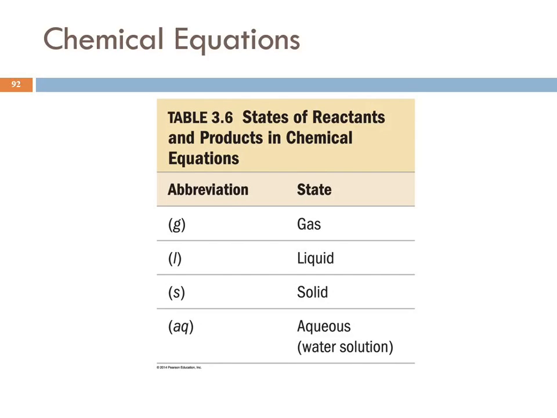The states are indicated using letters in parentheses after the chemical formulas. G for gas, L for liquid, S for solid. AQ means aqueous, and that means that the substance is dissolved in water.